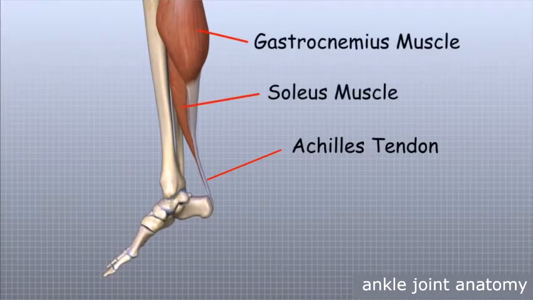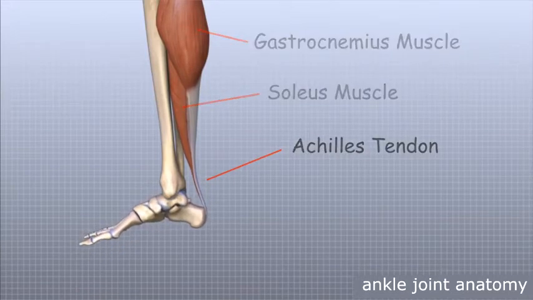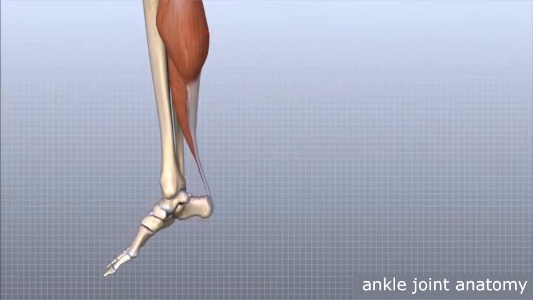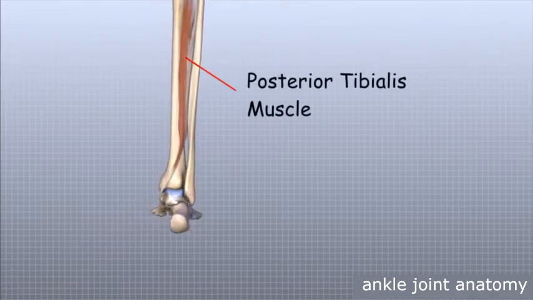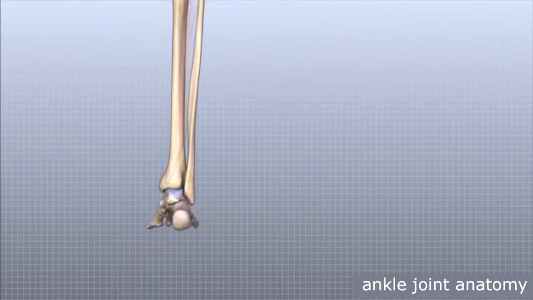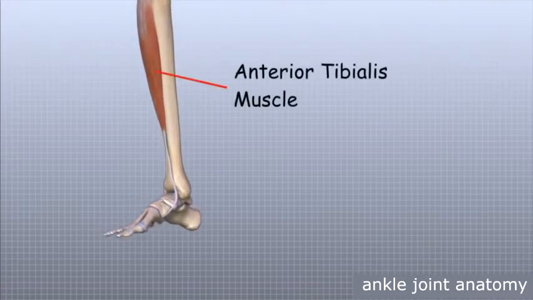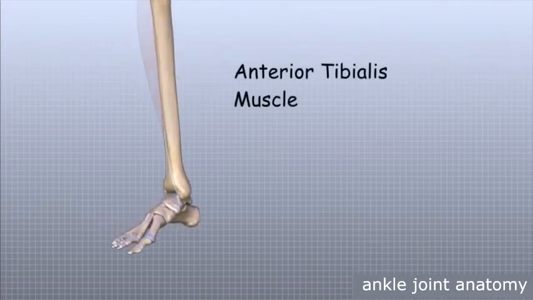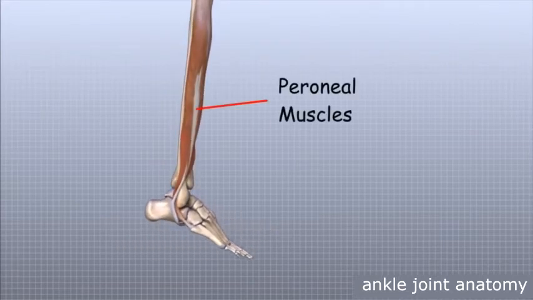It attaches the 2 calf muscles, the gastrocnemius and soleus, to the calcaneum and allows us to raise our foot. This posterior tibial tendon allows us to turn the foot inwards. The anterior tibialis tendon attaches the anterior tibialis muscle to the foot and allows us to raise the foot. The 2 peroneal tendons run behind the lateral malleolus and help us turn the foot down and out.